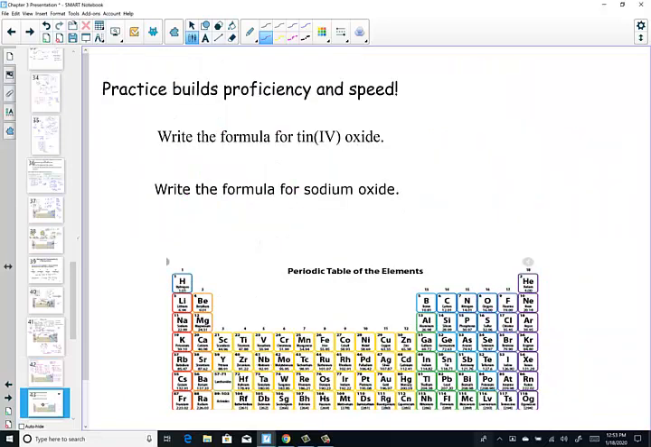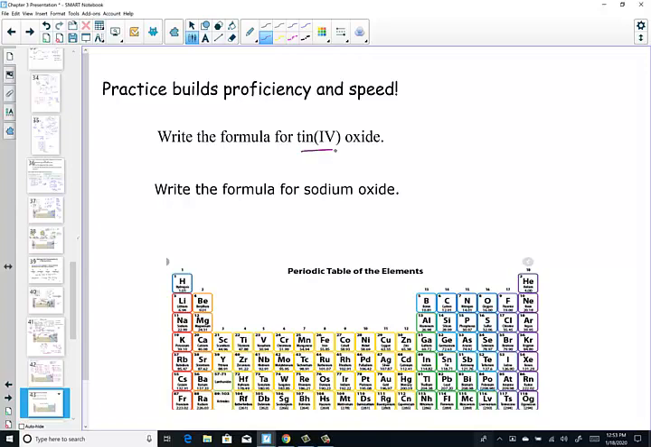Practice builds proficiency and it builds speed. The more we work examples, the easier they become, the faster you become. That's what proficiency and speed will do for test day. You'll finish on time and you'll finish correctly. All right, so let's keep practicing.